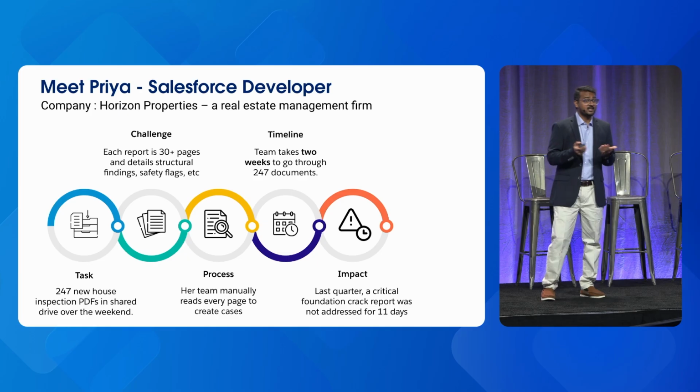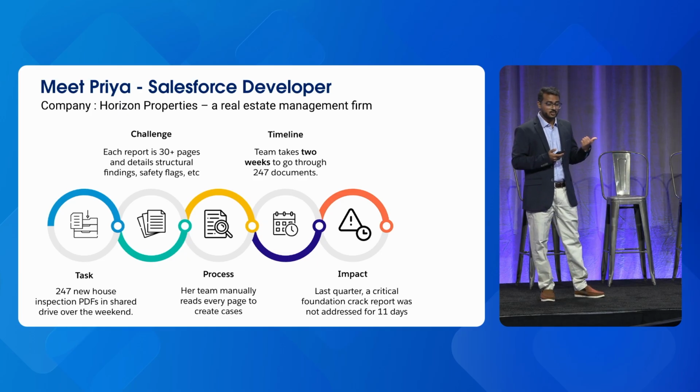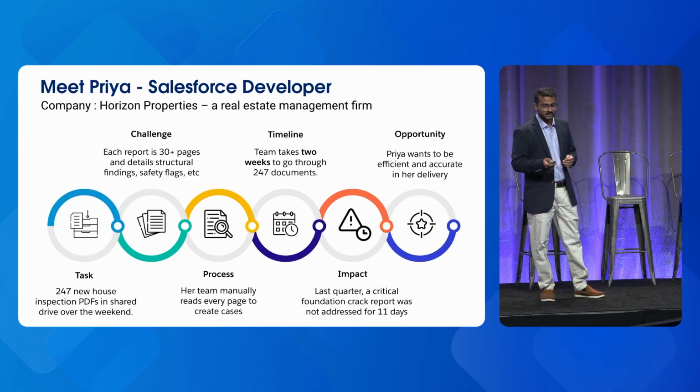Now, here's something dangerous that has happened. Last quarter, there was a report with a critical foundation crack, and that report was not addressed for 11 days. So, for 11 days, a family was living under a roof with structural risk, and the system was completely blind to it. This is a huge safety concern, right? Like, you do not want this to happen to your business.